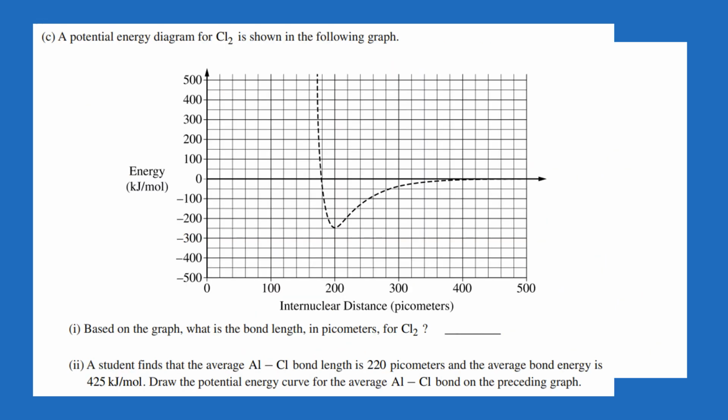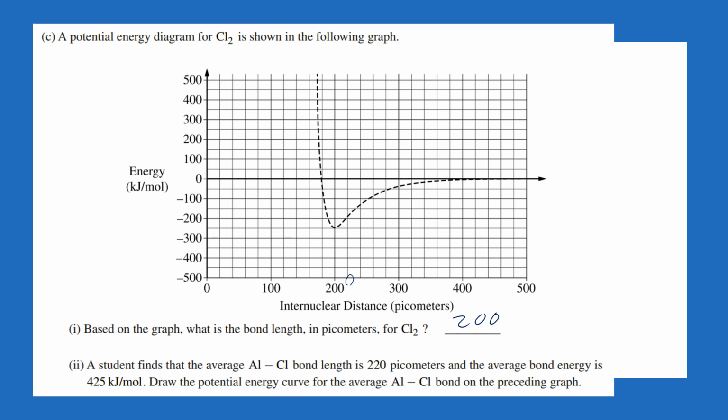Okay, so we have this potential energy diagram. What is the bond length in picometers? So you always want to look at the lowest potential energy, so it's here, and that's at 200 picometers. That's it. But for part II, a student finds that the average aluminum to chlorine length is 220 picometers. Okay, so that's here, right, 220. And then the average bond energy is 425.